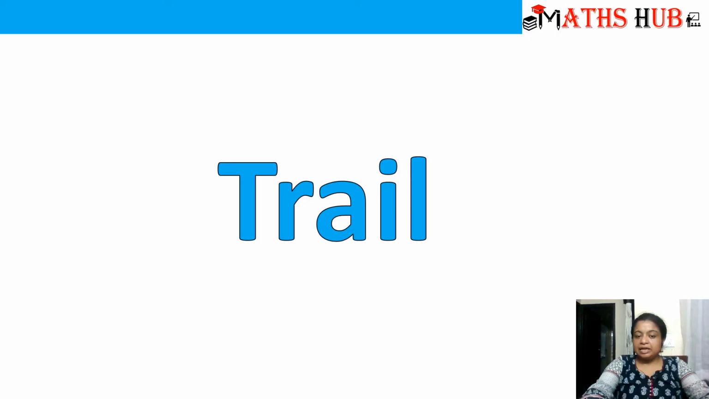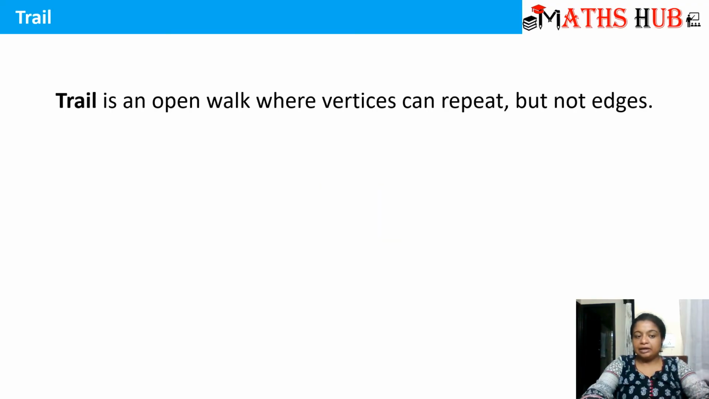Now, let's come to the next type of walk, which is known as trail. Now, you should be knowing the definitions of all these types of walk and you should know the difference between them, right? So now what happens in a trail? Now, trail is an open walk where the vertices can repeat but not the edges.